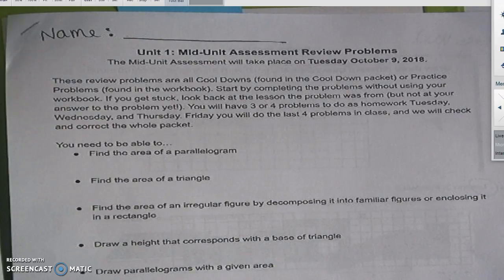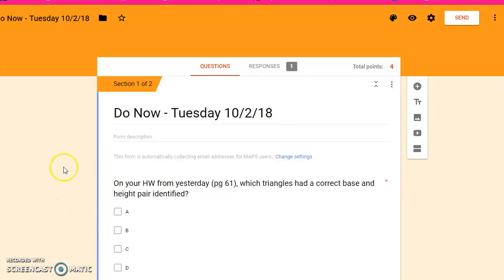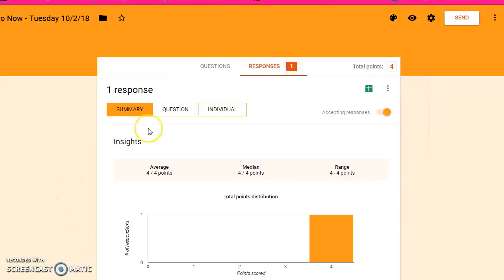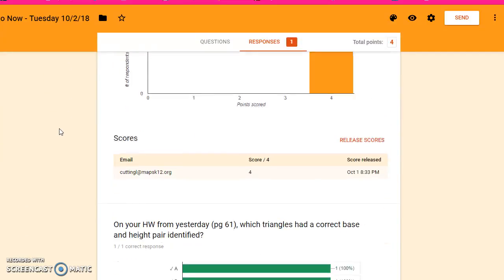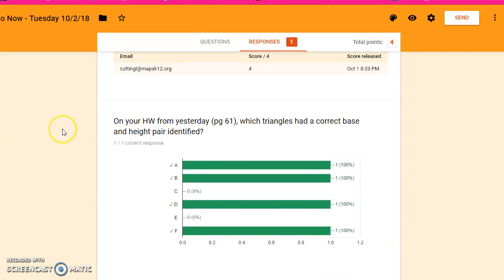Alright, we're going to go over the do now. There's 1 response so far, and that 1 response is me. So on your homework from yesterday, page 61, which triangles had a correct base and height pair identified? A, B, D, and F.